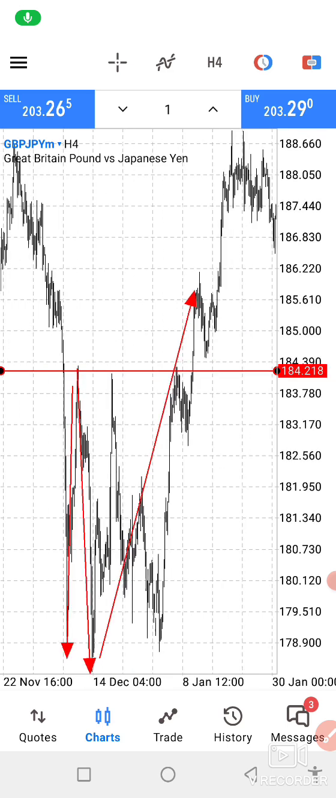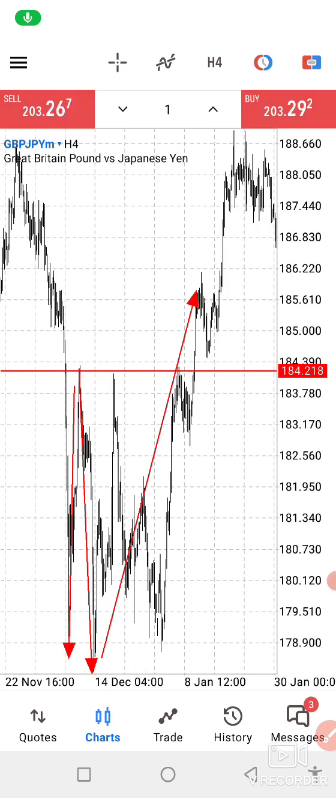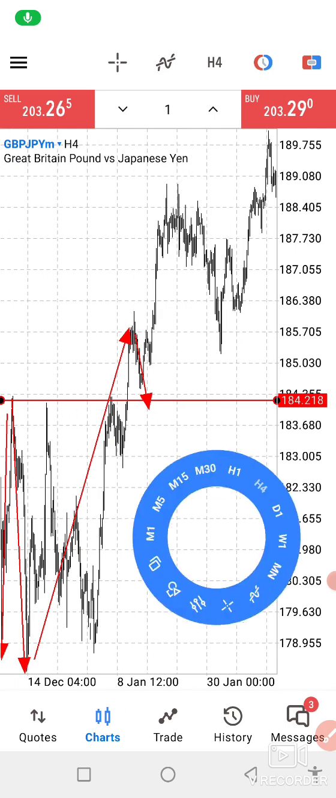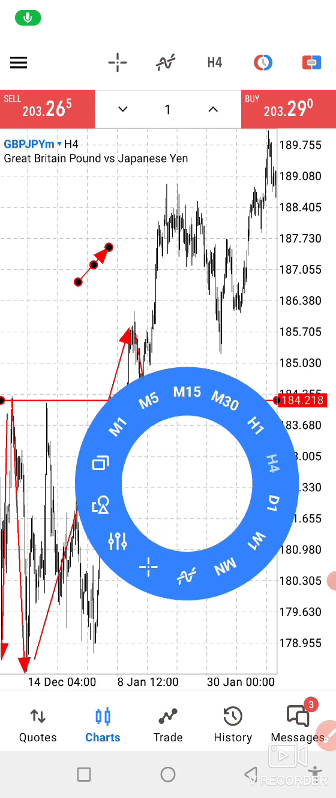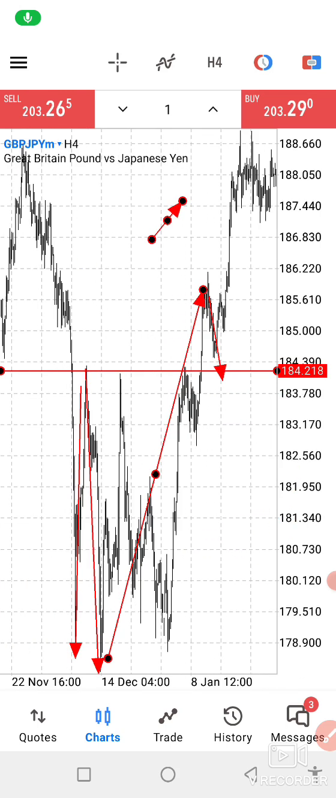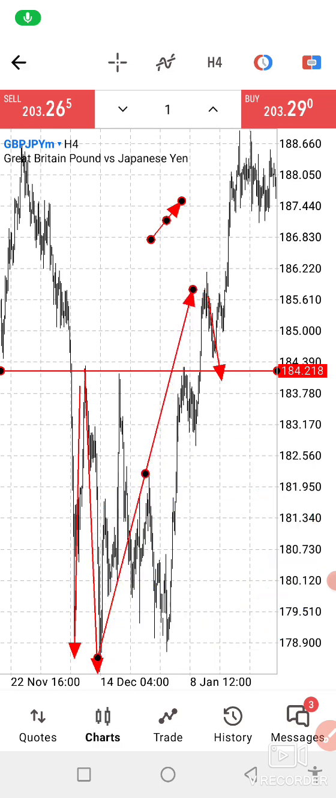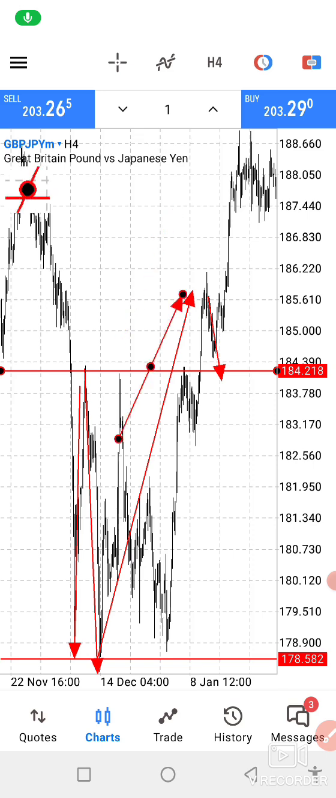But what happened here is a change of character, because it broke this line and then gave us a retest. The retest ended on this line, instead of coming to this level, it just ended up here. That is where it becomes saturated and continues pushing up.